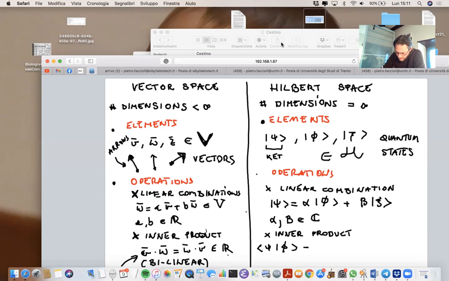However, unlike the classical mechanical inner product, they are not symmetric. If you reverse the bra with the ket, you get the complex conjugate of the original inner product. And of course, for this to make sense, for complex conjugation to be meaningful, this has to be a complex number.